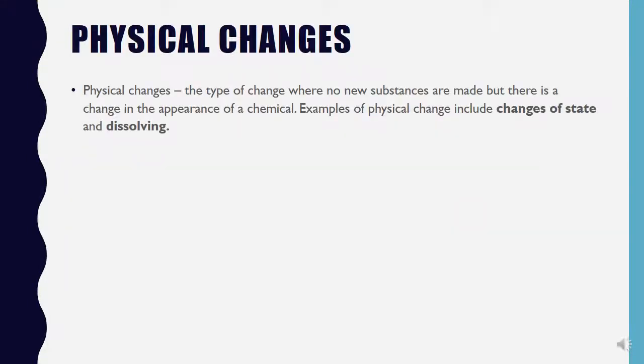Firstly, let's talk about physical changes. Physical changes are the type of change when no new substances are made, but there is a change in the appearance of a chemical. Examples include changes of state and dissolving.